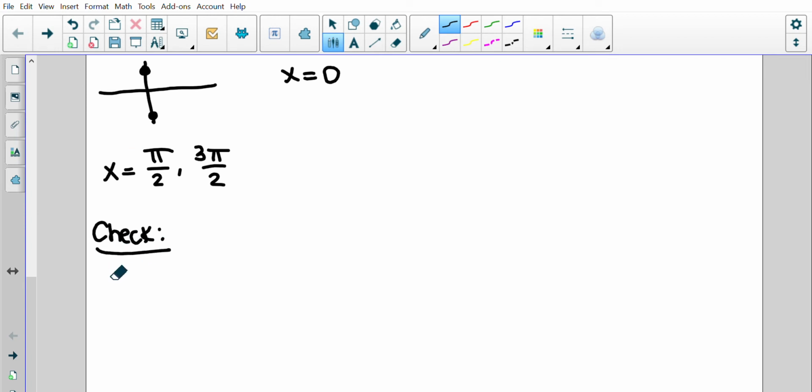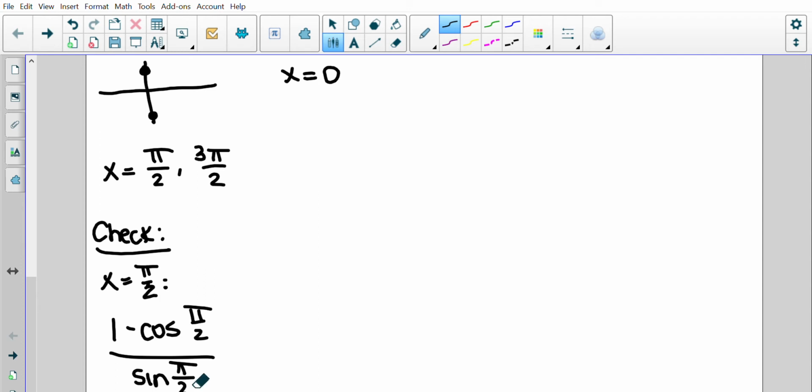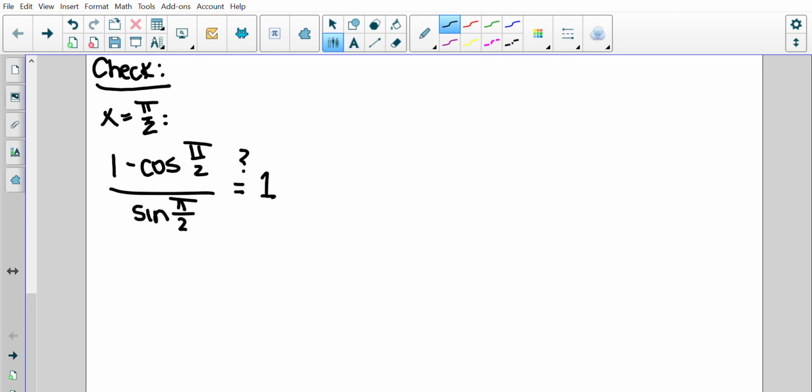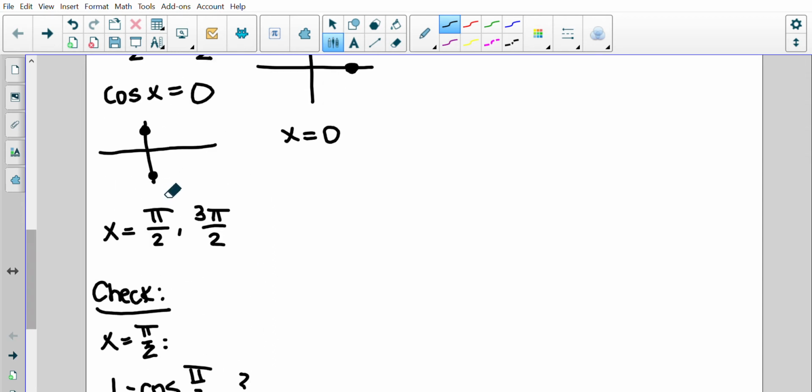So suppose we're checking when x equals pi over 2. I'm just going to plug it into the original. So I'm going to do (1 minus cosine of pi over 2) all over sine of pi over 2. And I'm hoping that that will end up equaling 1, right? We want that to be a true statement in the end. Well, cosine of pi over 2, that's just 0. So we get 1 minus 0. And sine of pi over 2 is 1. And we know 1 over 1 is 1. So that's good. That answer works. Okay, so I'm going to box that.